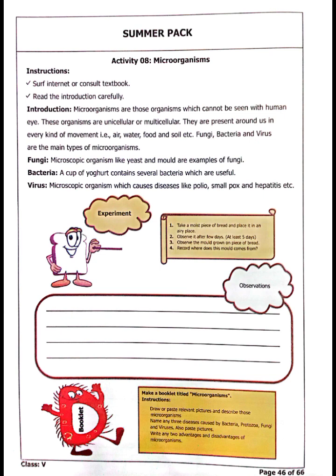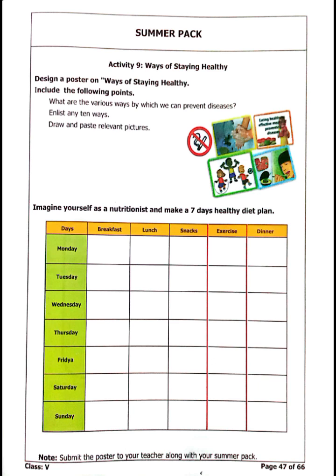Next, your experiment is take a moist piece of bread and place it in an airy place. Observe it after a few days. You have to put this bread piece for almost 5 days in the airy place. Observe the mold grown on the piece of bread. Record where the mold comes from. You have to observe how this mold comes on the piece of bread and write your observation in the lines given below.